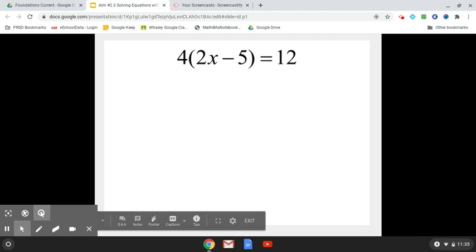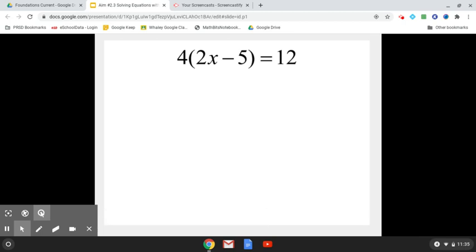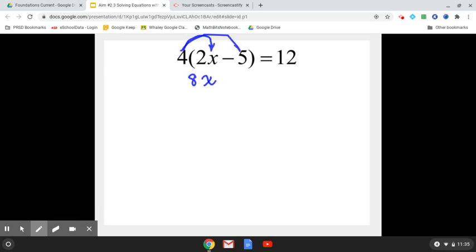Okay, so for our first example that we'll do together, let's take a look at this one. You notice I see a property there that we've done previously, the distributive property. So we always want to handle that first. If there's distributing happening in the problem, make sure you take care of that first. So 4 times 2x is 8x. 4 times negative 5 is negative 20. And if this problem said, hey, list all of your properties, I would say the first thing I did was the distributive property.